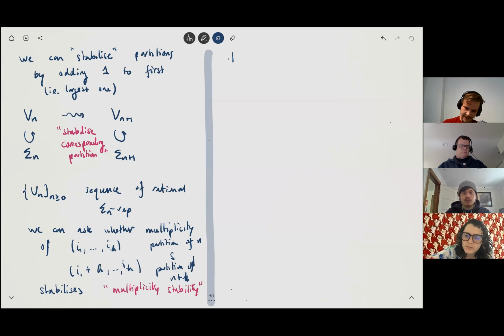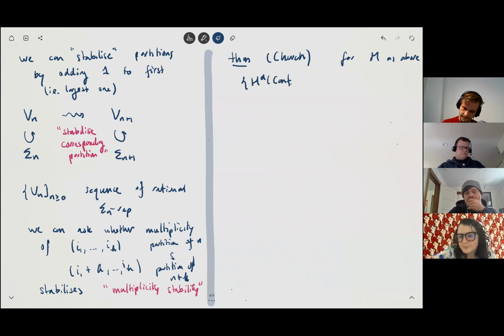And so the theorem is that for M as above, so at least two-dimensional finite type connected, this is due to Tom Church. If you look at the cohomology in fixed degree, you get a sequence of representations of the symmetric group. These exhibit multiplicity stability.